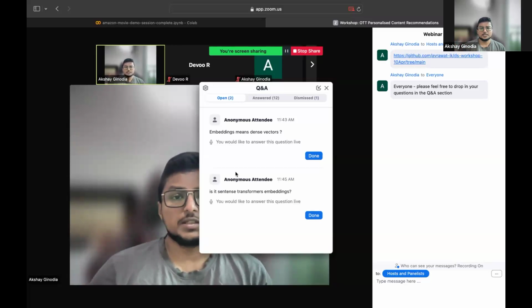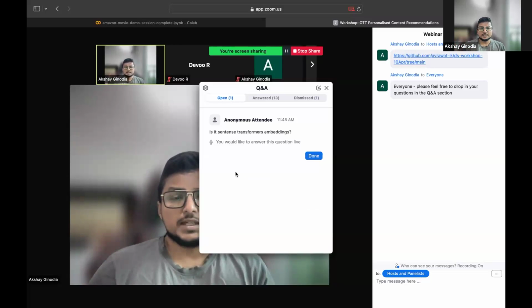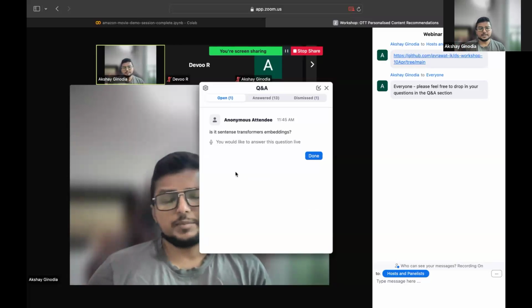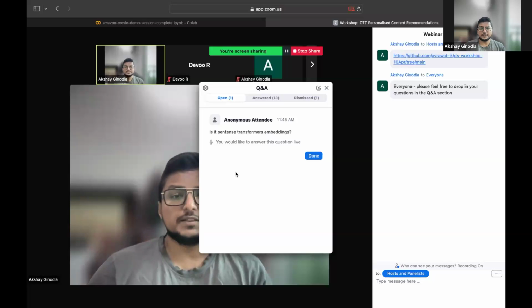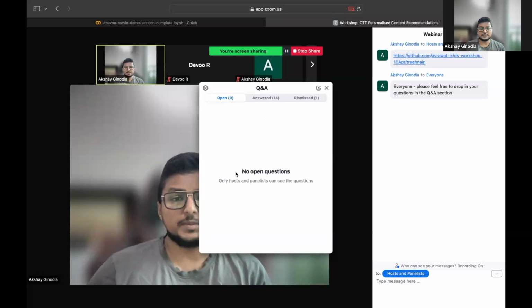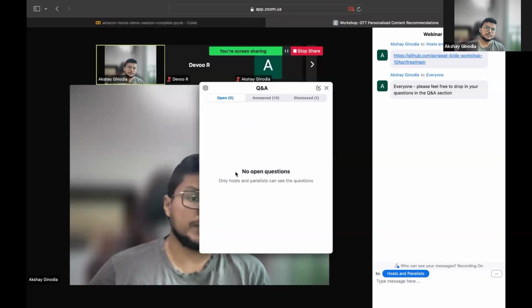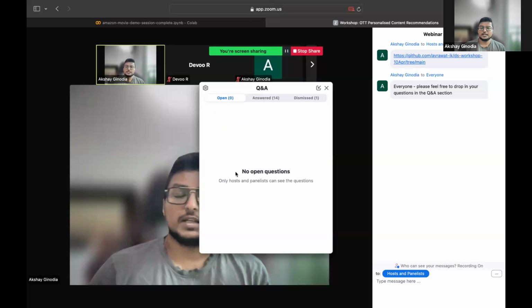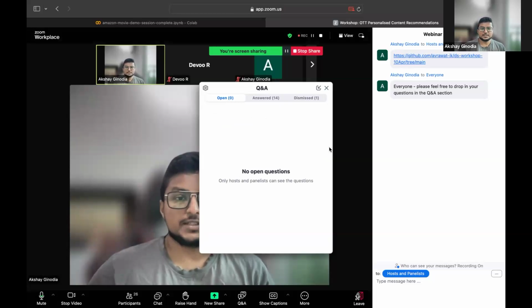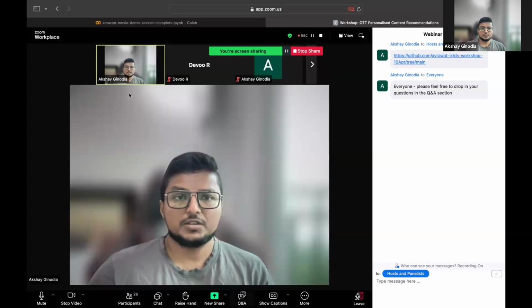That's what it is. So is it sentence transformer and embedding? Yes, embeddings can be at various different levels. It can be word embedding, sentence embedding, or paragraph embedding. It depends on the use case and what you want to use. We are actually going to use a sentence embedding model today at the end of the notebook. All right, pretty good. I guess I've answered all of your questions. Let me know if I have not. We'll move on with the notebook.